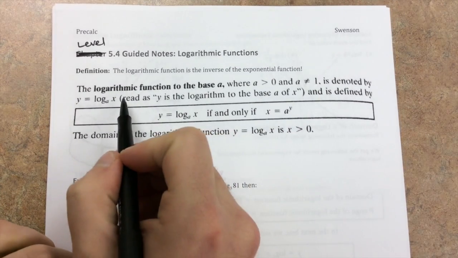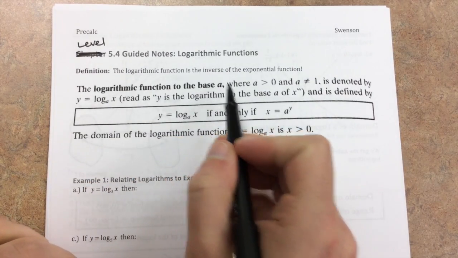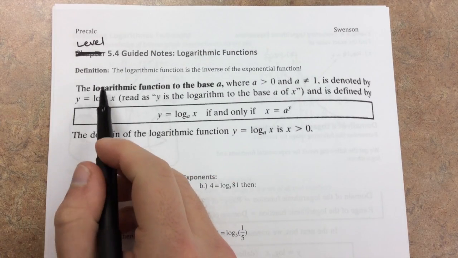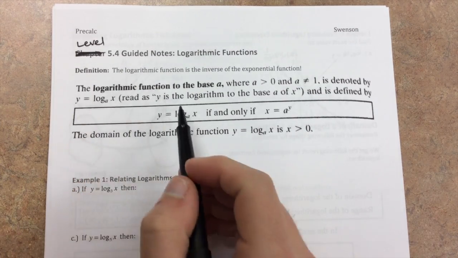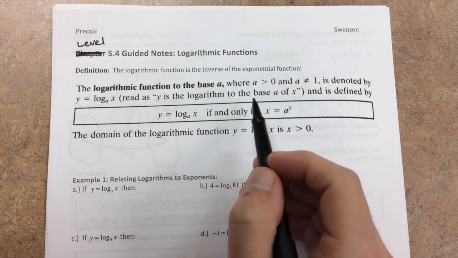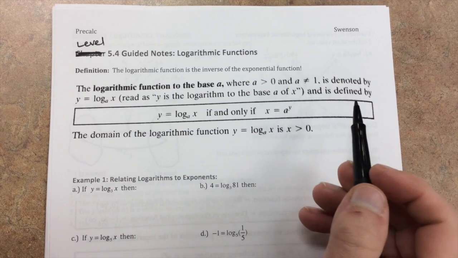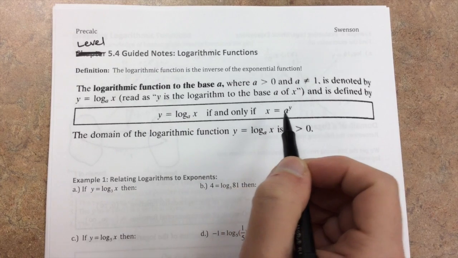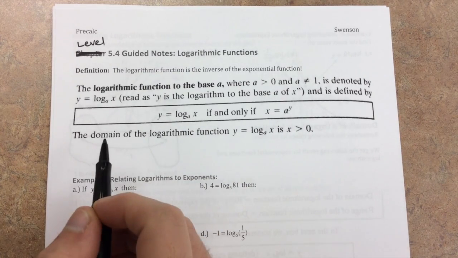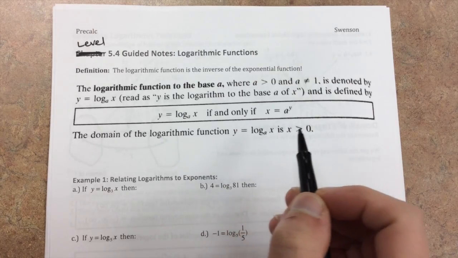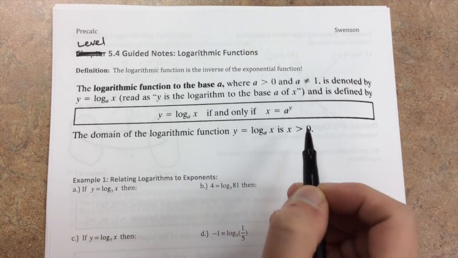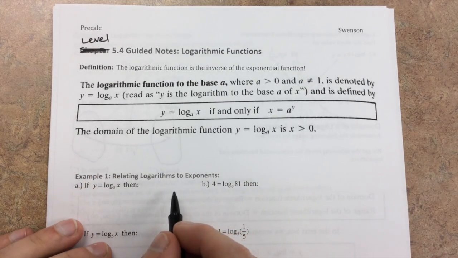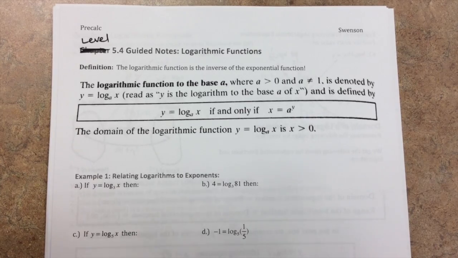So we say a logarithmic function to the base of a, where a is a positive number and a is not equal to 1, is denoted by y equals log base a of x. We read that as y is the logarithm to the base a of x. And it is defined as y equals log base a of x if and only if x equals a to the y. So the domain of a log function is always positive. And we're going to see that because if you can write logs as exponents, then it makes sense.